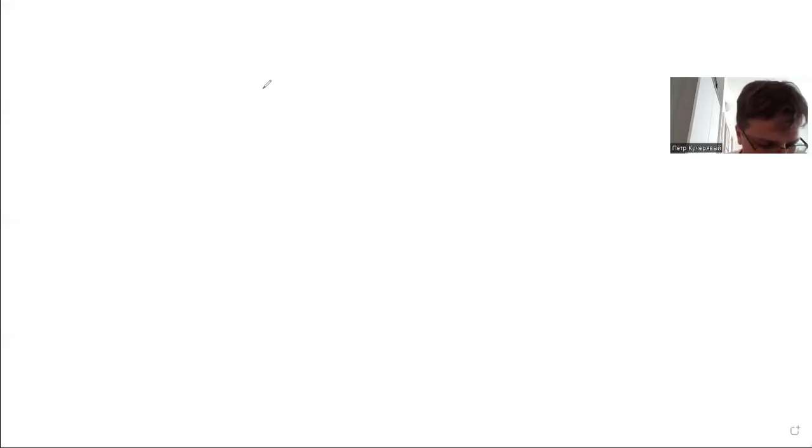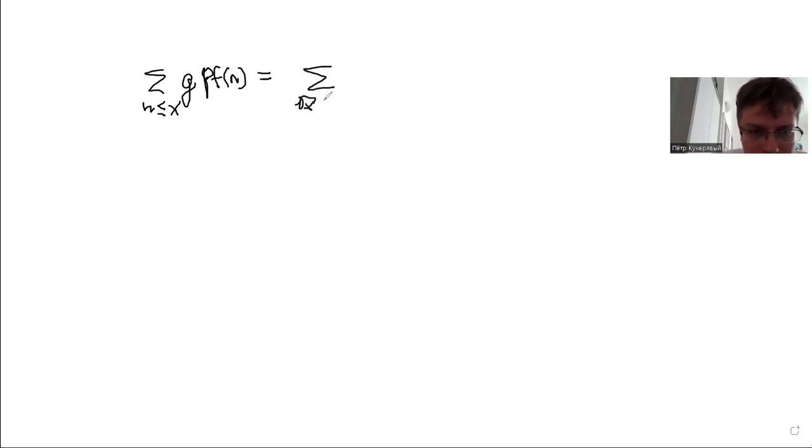Let's continue. The problem was to find such a sum, the greatest prime factor of n, and we rewrite it as the sum of primes between square root of x and x, plus the sum of primes less than square root of x multiplied by x.